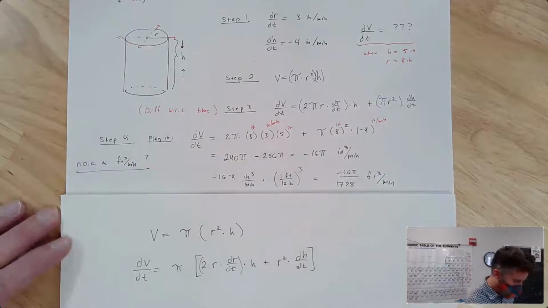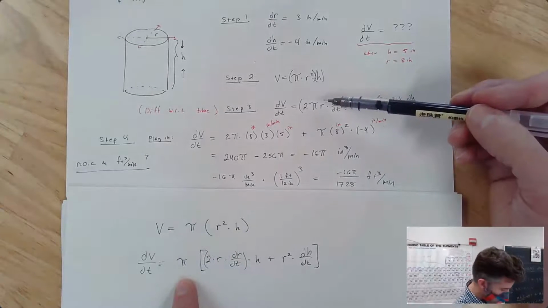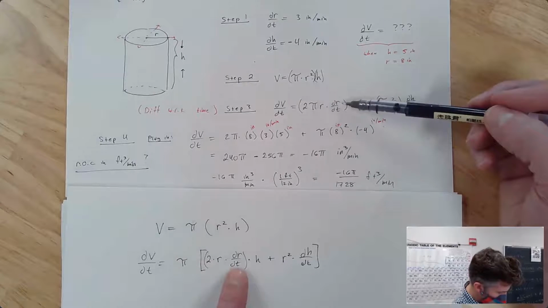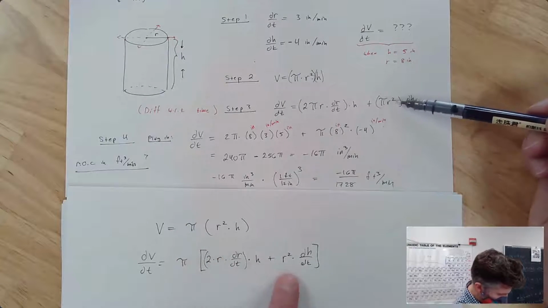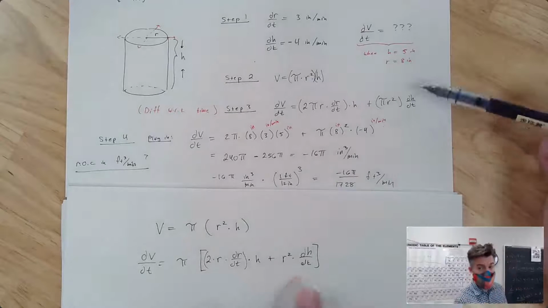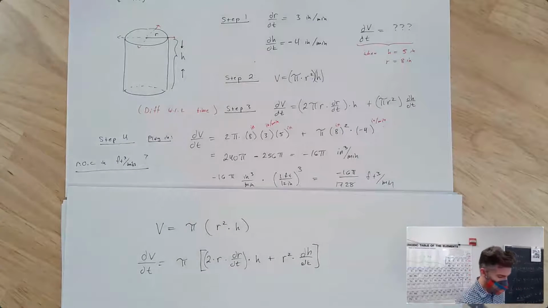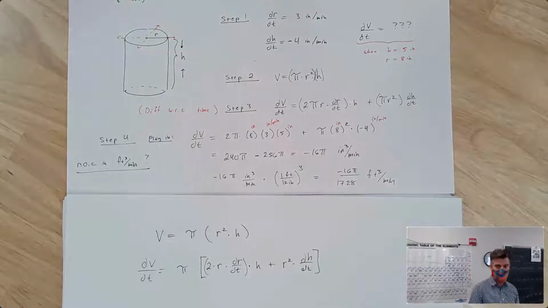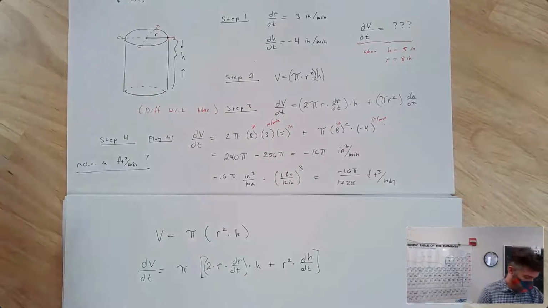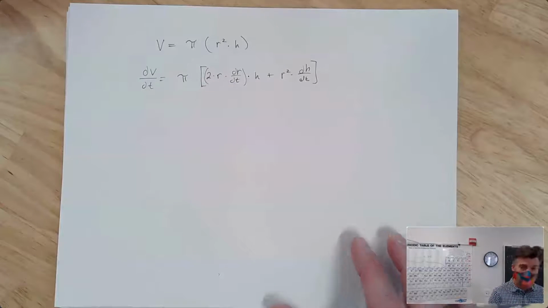It's still the same result. We're still getting 2 pi r times dr/dt times h plus pi times r squared times dh/dt. It's still the same thing. I just find it convenient to have the pi go with one of the terms as opposed to bringing it out in front. But either way is totally fine. Other questions about this?